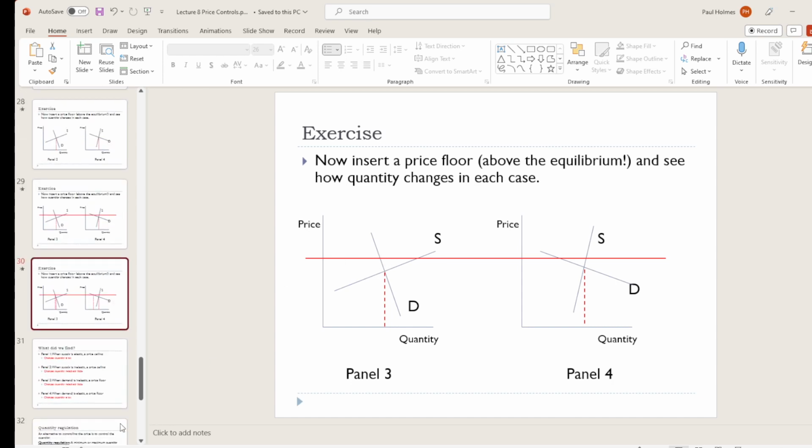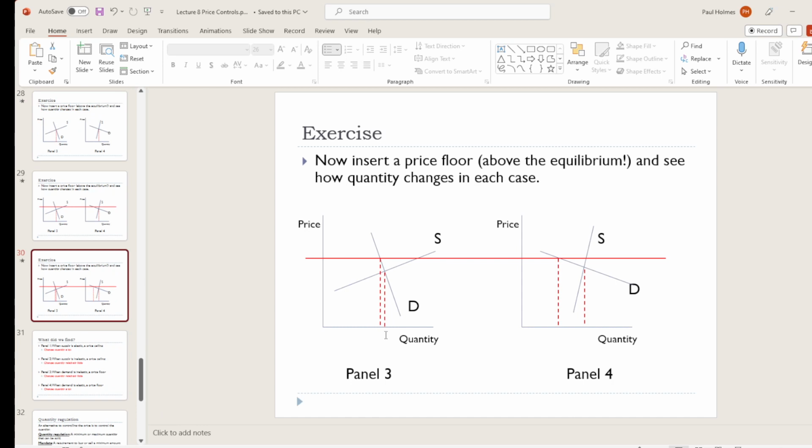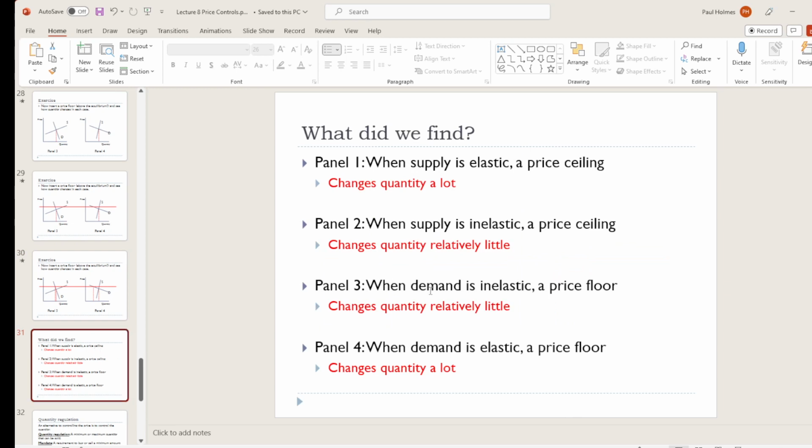So where is that? Well, on the left it's here and we're getting a small change in quantity. On the right it's here and we're getting a big change in quantity. In this left panel, the demand curve is really inelastic. In the right panel, it's really elastic. And so that leads us to our answers here. When demand is inelastic, a price floor doesn't change the quantity very much. When demand is elastic, it changes quantity a lot.